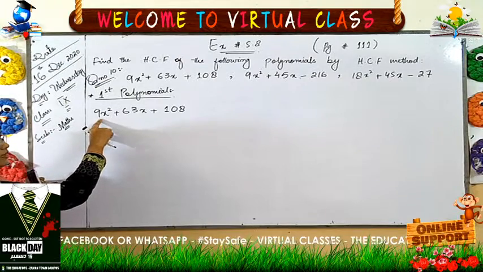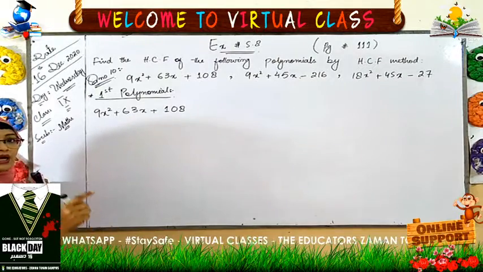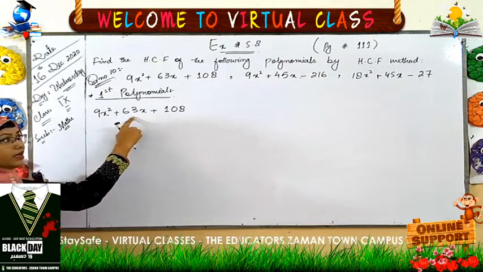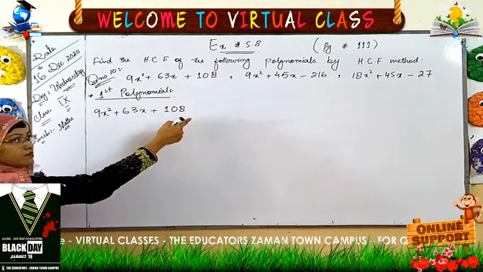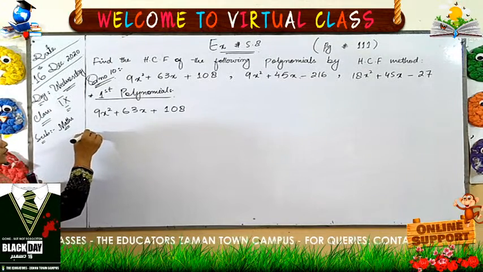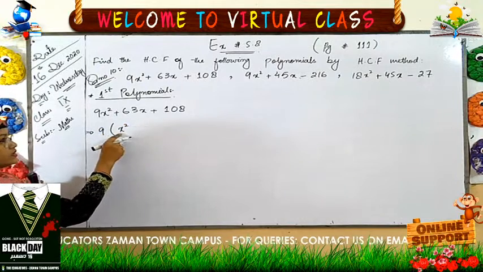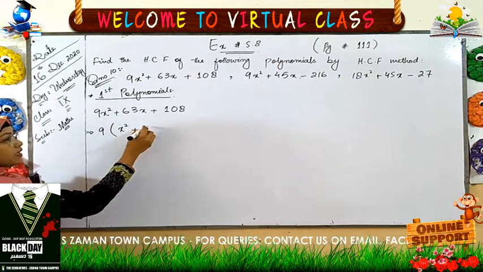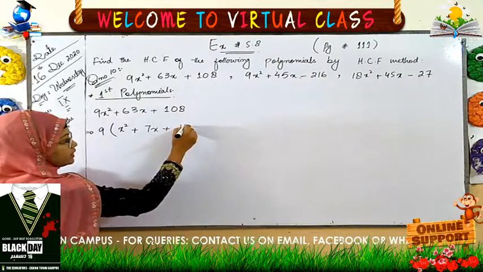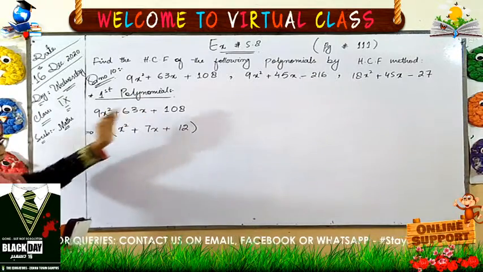Check whether we can take out a constant as common. You can see we are having 9, 63 and 108. These three numbers can all be divided by 9. 9 ones are 9, 9 sevens are 63 and 9 12s are 108, okay. It means we can take out 9 as a common factor. So what is left? 9 ones are 9x square plus 9 sevens are 63x plus 9 12s are 108, right.